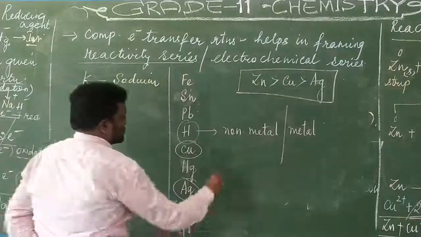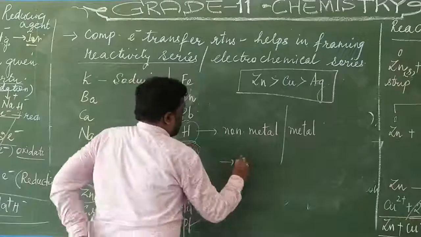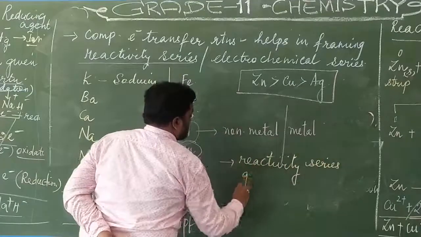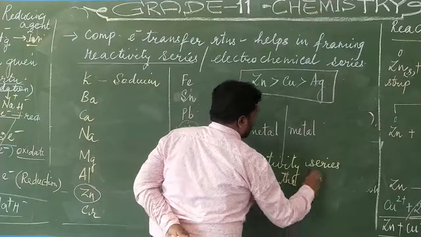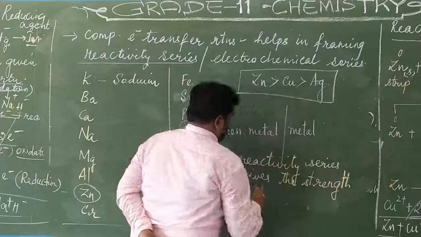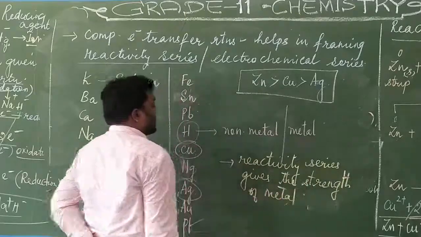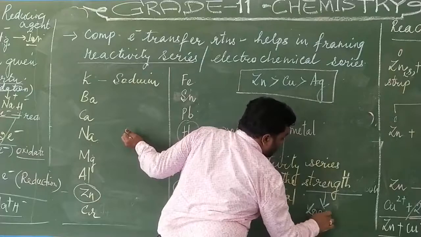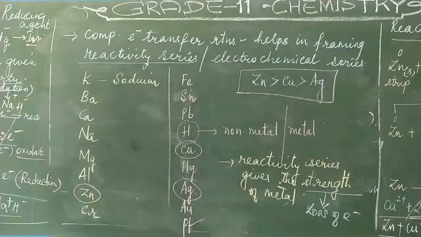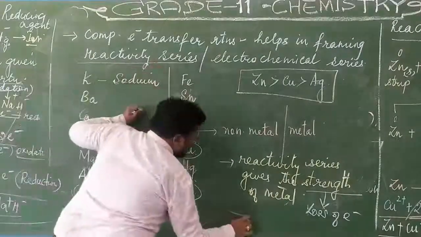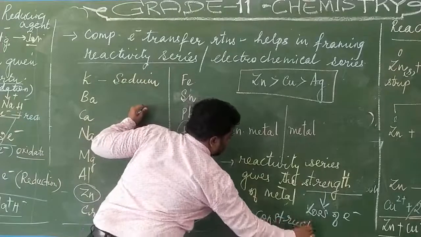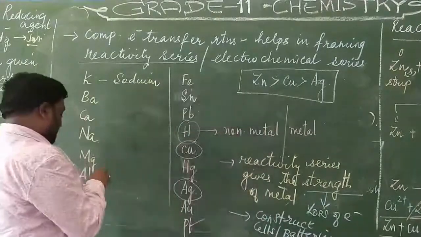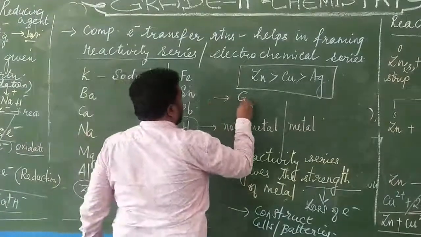So the reactivity series, shall I write here? The reactivity series explains the strength of the metal. What is meant by strength of the metal? Strength of the metal explains the loss of electrons, giving away of the electrons. So that is why, based on the reactivity series, we can construct the cells or the batteries. Say for example, you can take a galvanic cell. Again, let me write the galvanic cell.